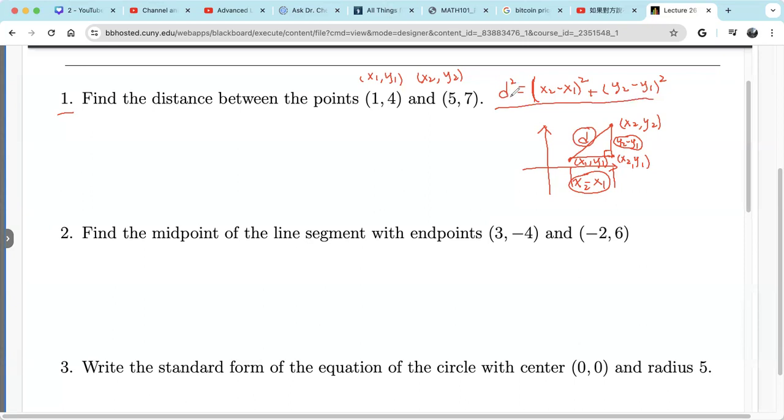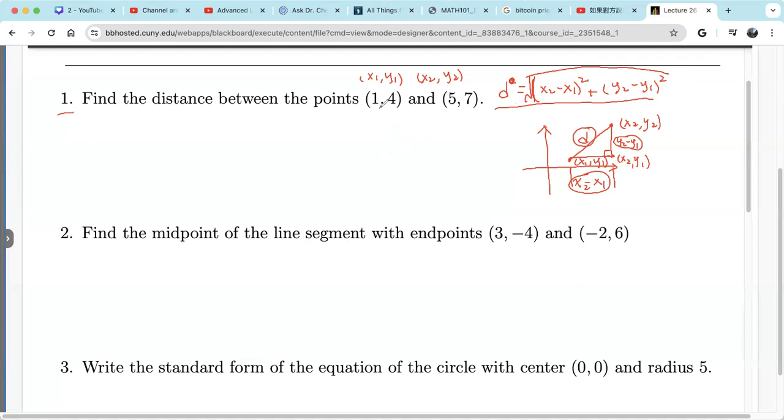But we don't want to find d squared only. We want to find d, so we square root both sides. This is the distance formula: distance equals the square root of the difference in x values squared plus the difference in y values squared.